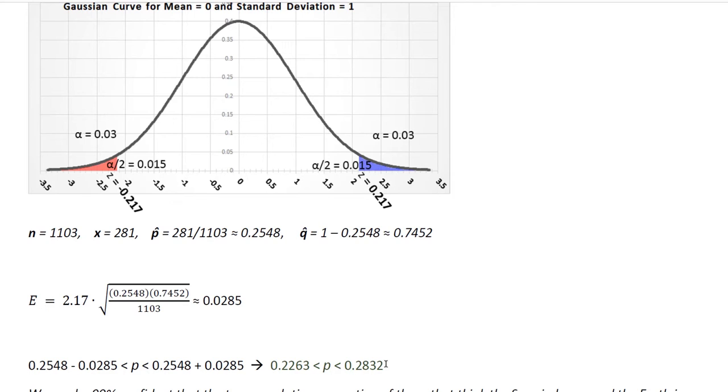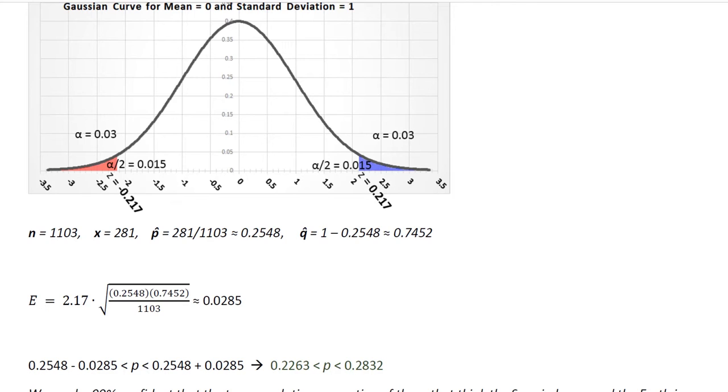In other words, because we use the 97% level of confidence, I can be 97% confident that if I surveyed the entire population under consideration, somewhere between 0.2263, or 22.63%, and 28.32% of Americans in this case would think that the sun goes around the earth.